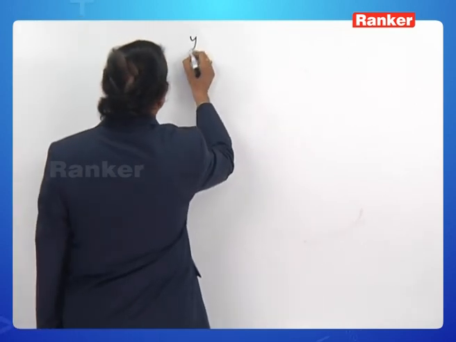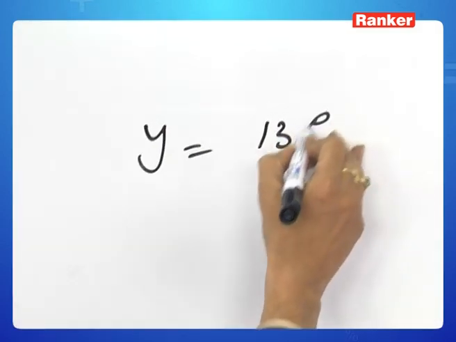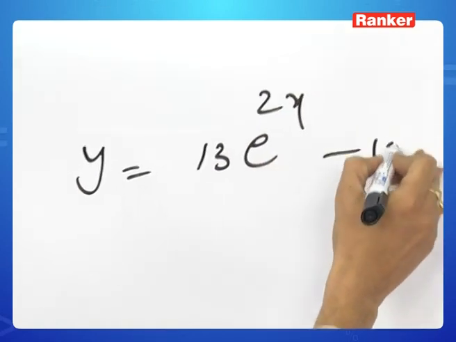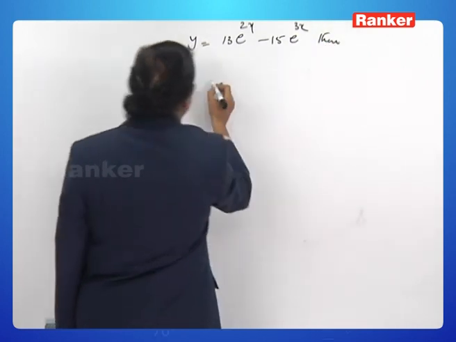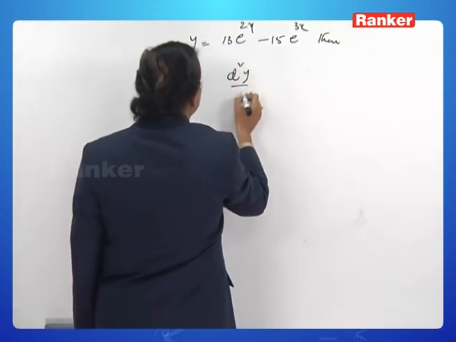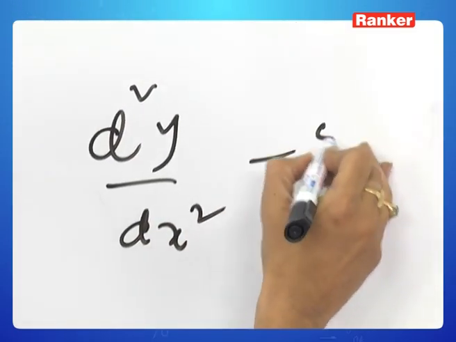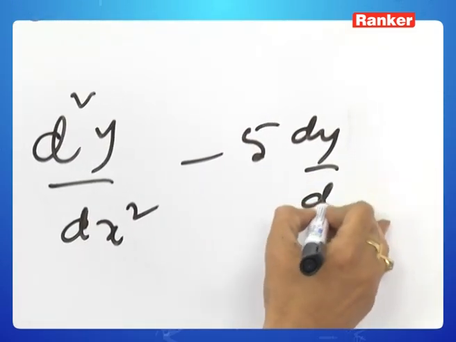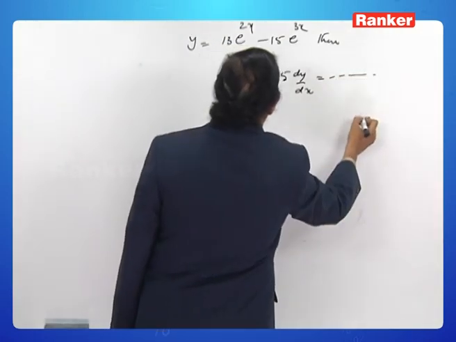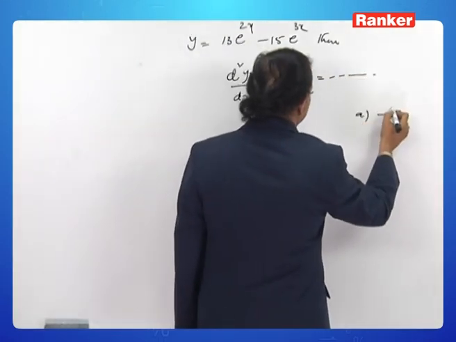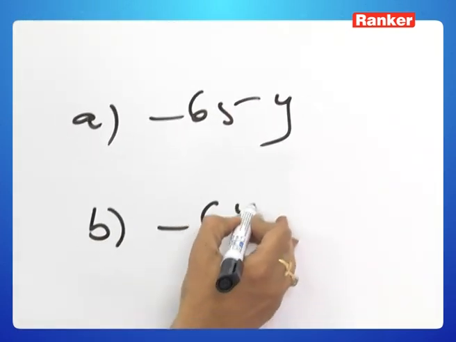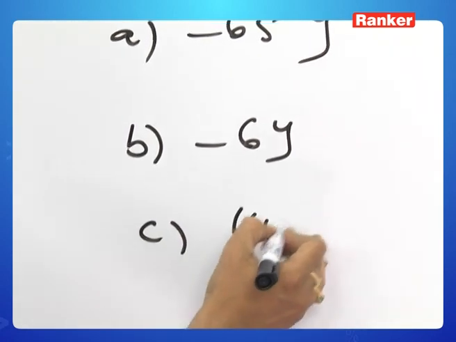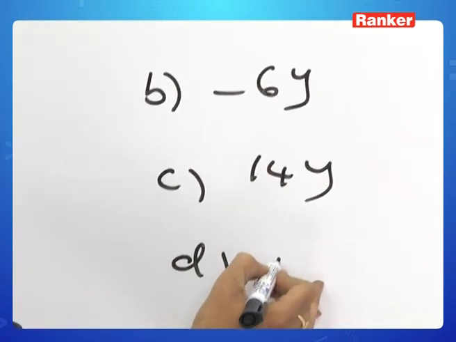Next one. Well, y is equal to 13 e power 2x minus 15 e power 3x. Then d square y by dx square minus 5 dy by dx is equal to: first option, minus 6y; second option, minus 6y; third option, 14y; fourth, none.